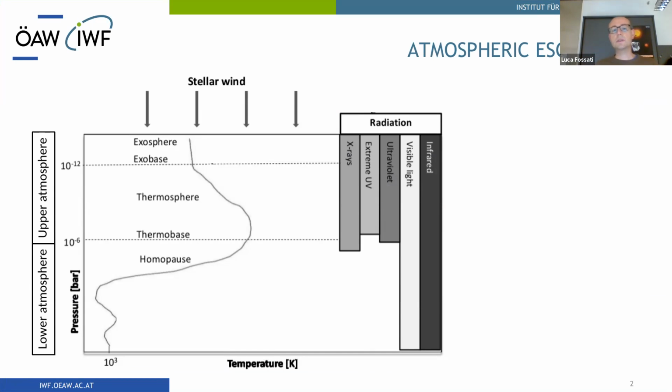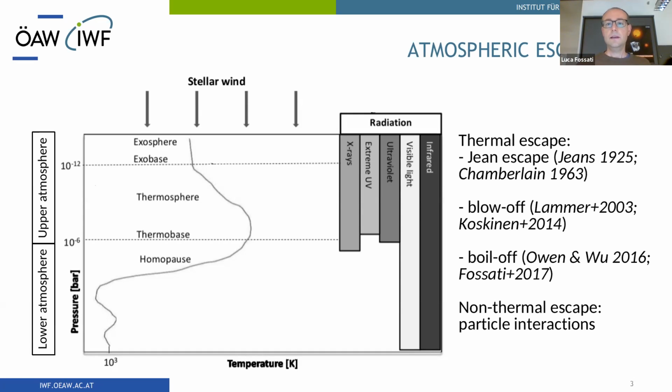So this plot shows the temperature on the x-axis and the pressure on the y-axis, and this is the temperature structure of a typical hot Jupiter. There is the lower atmosphere where there can or cannot be a stratosphere, for example, down here. And then there is this giant increase in temperature that can reach up to about 10,000 Kelvin at the thermobase. And then the temperature decreases again here due to adiabatic cooling because the atmosphere expands, and then there is the exosphere high up. And there are several processes that drive escape in exoplanetary atmospheres.